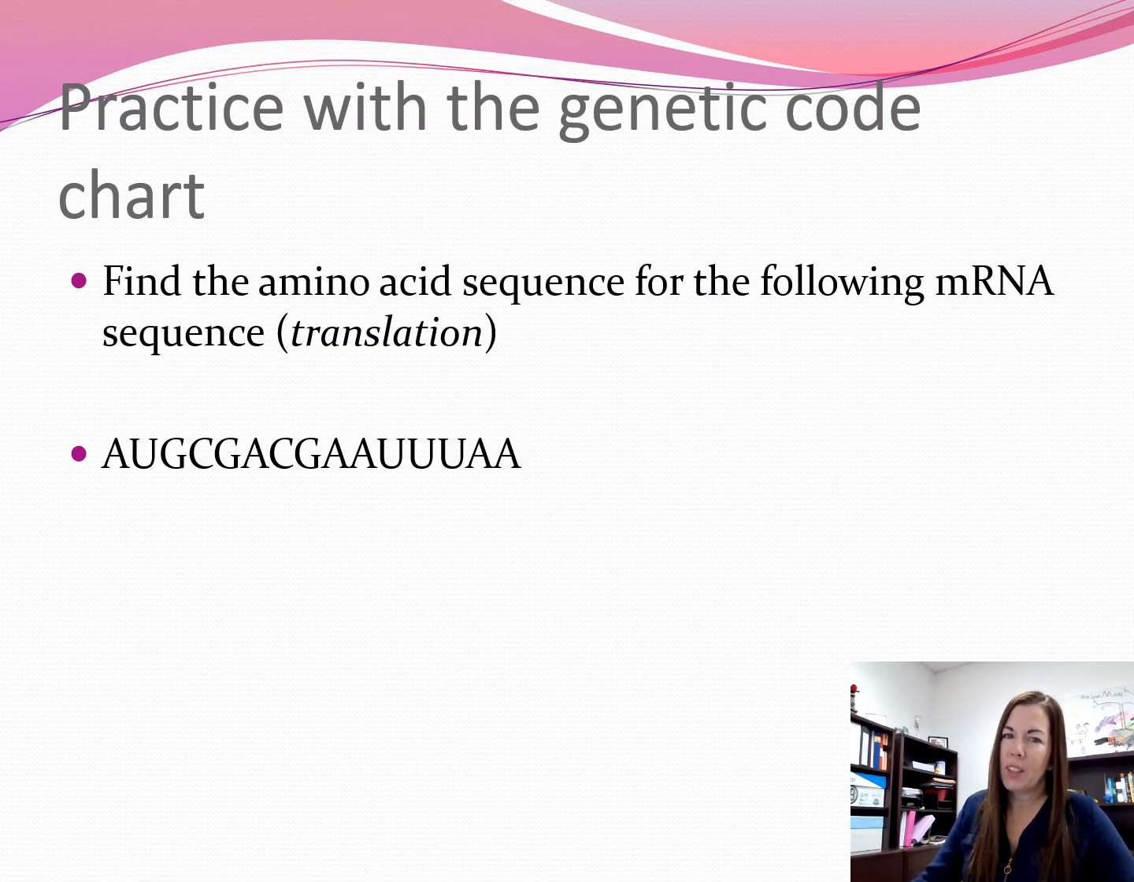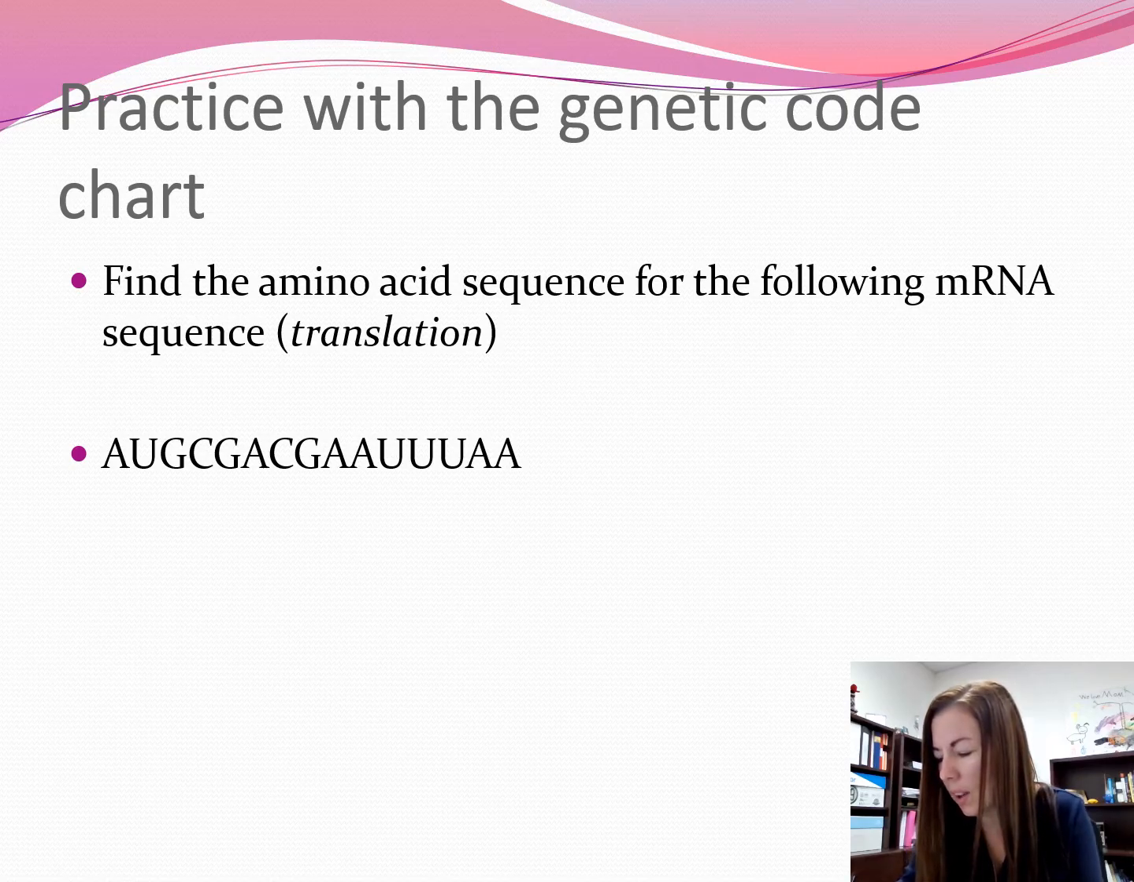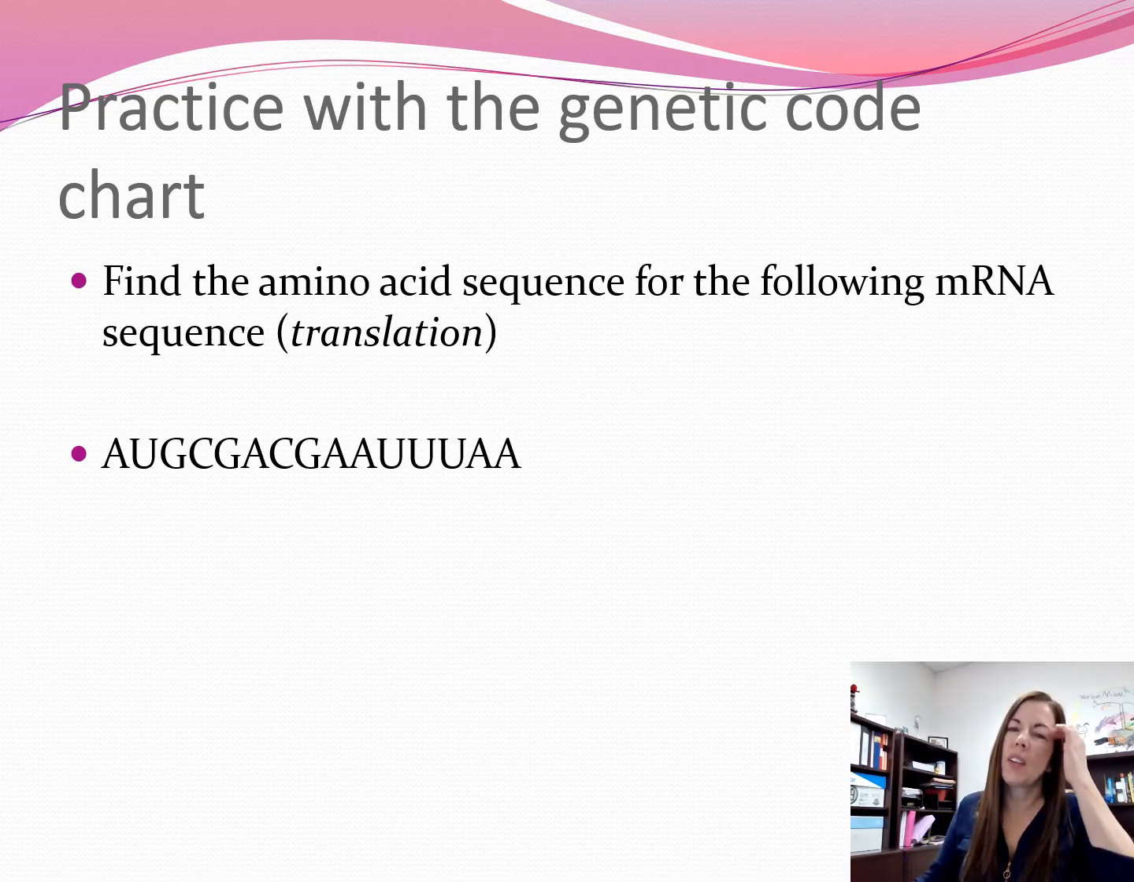So if we wanted to practice with the genetic code chart, we would find the amino acid sequence for this strand. So it starts with AUG. So I'm going to write these down so we can remember. AUG, that's where we start always. That's the start codon. CGA, CGA, AUUU, AA. So we're pretending that we're ready to translate using that chart.